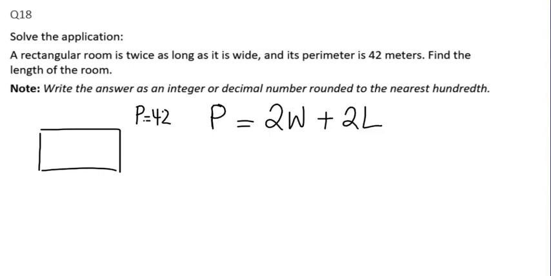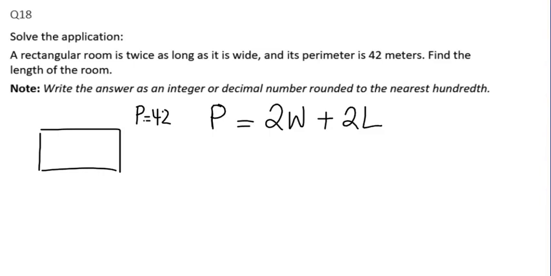They're telling you that the room is twice as long as it is wide. For example, if I am twice her age, and she tells me that she's 20, how old am I? 40. Okay. Understand, twice means that I multiply by 2.